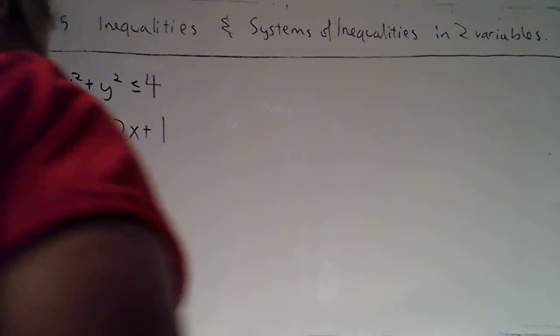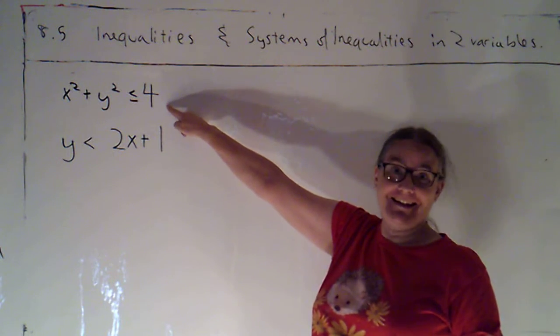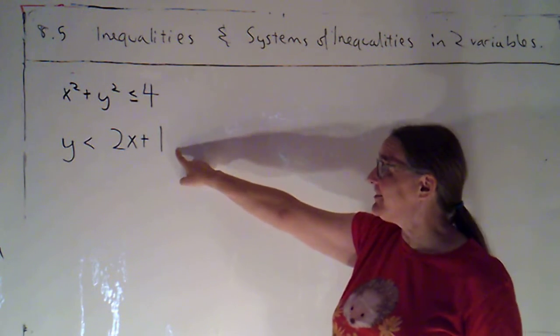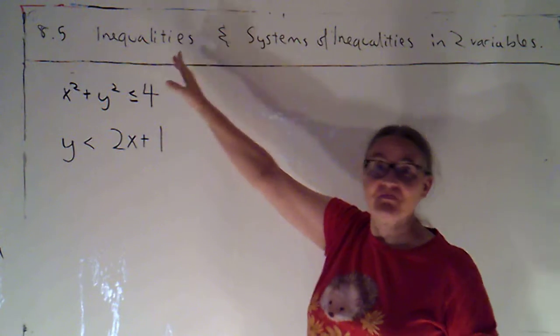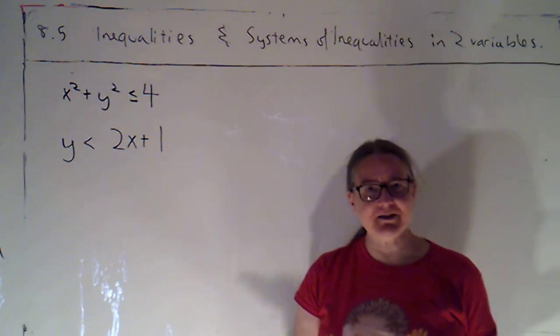We've got another system up here on the board. We can see that this time it's not a linear system. That's a linear inequality, but that's not. All right, directions are the same. I erased them just because they were taking up space. We're going to graph the solution set.